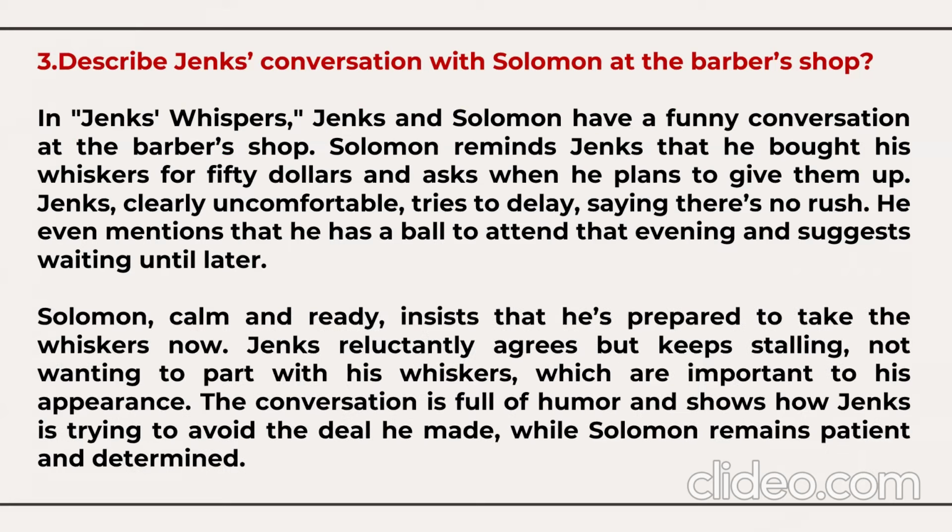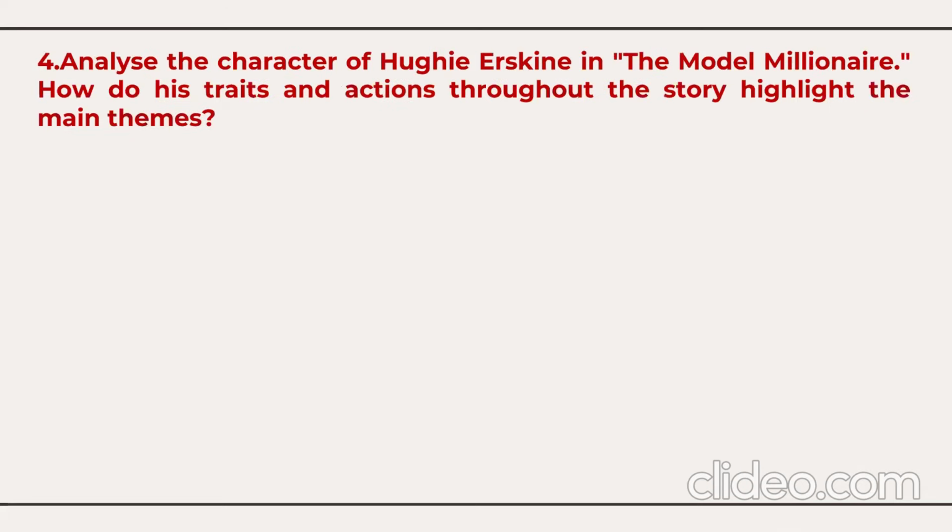So he doesn't answer. Solomon, calm and ready, insists that he is prepared to take the whiskers now. Jenks reluctantly agrees but keeps stalling, not wanting to part with his whiskers, which are important to his appearance. The conversation is full of humor and shows how Jenks is trying to avoid the deal he made, while Solomon remains patient and determined. Question number 4.